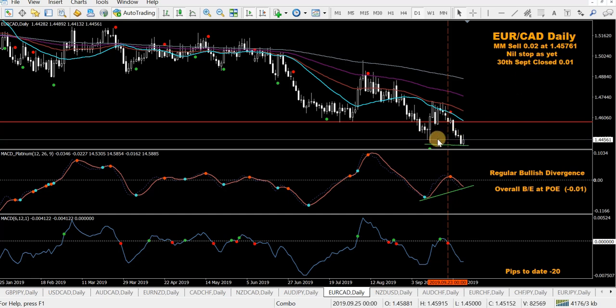I think I closed half when I got to this low, just a previous low, and it's probably a good call. So it's going all right. So overall break-evens at point of entry, because I've only got the one trade on, it's minus 0.01, so price is well below it, so we're in profit there.